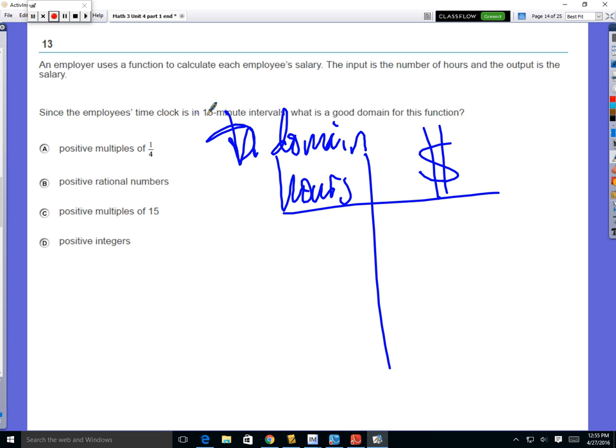So since we're going in 15-minute intervals, you could start at 0 hours, then a quarter of an hour, a half of an hour, 3/4 of an hour, 1 hour. So the positive multiples of 1/4 is your answer.